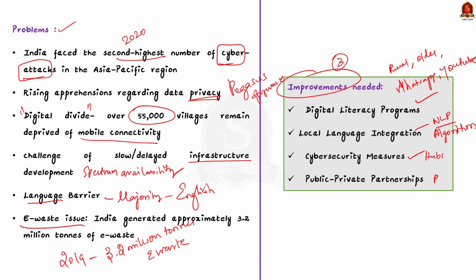Next is public-private partnership. Emphasizing the collaboration between the private tech giants and the government can lead to faster implementation of digital infrastructure and innovative solutions. Example, the Indian Railways and Google partnership, which provides free Wi-Fi at railway stations.